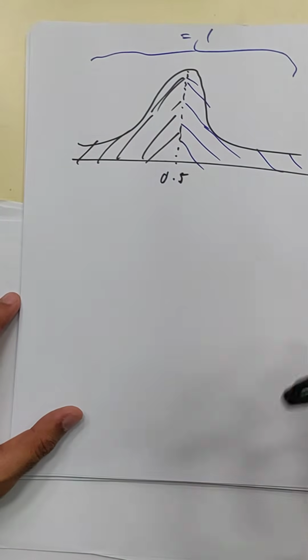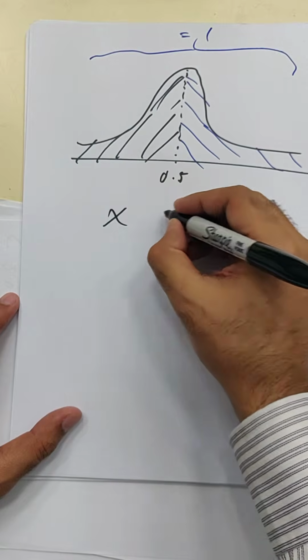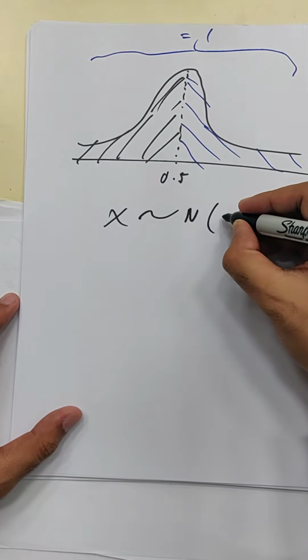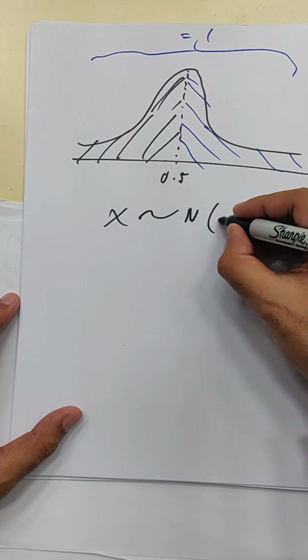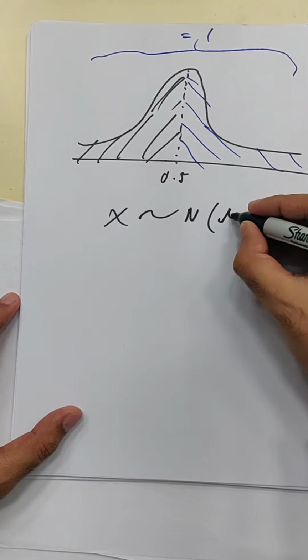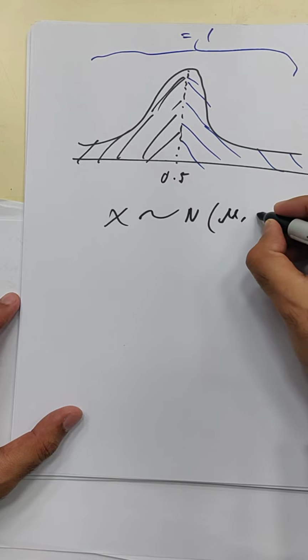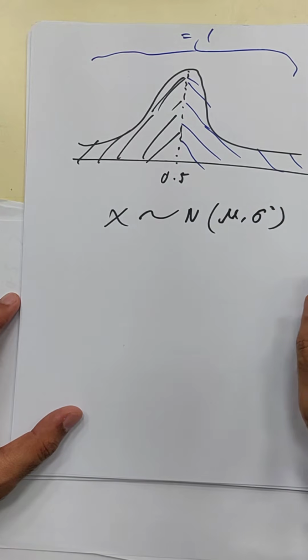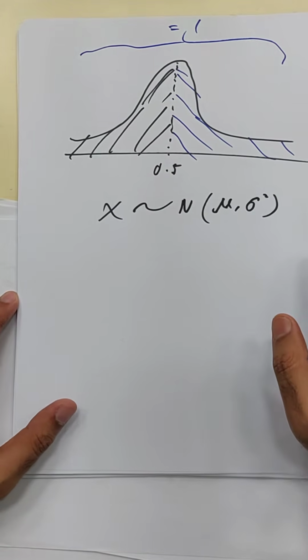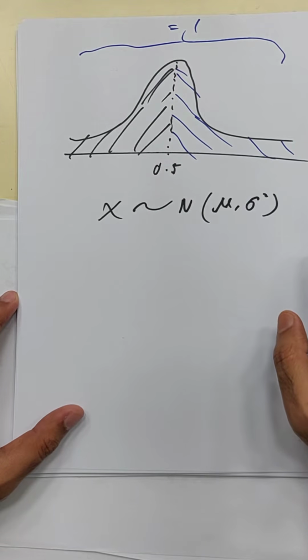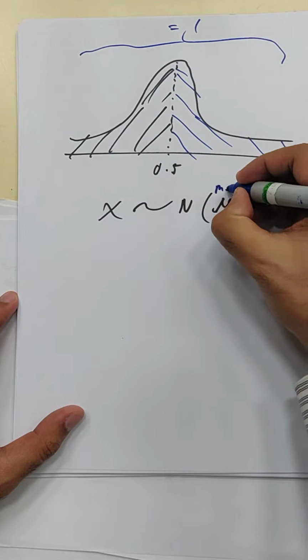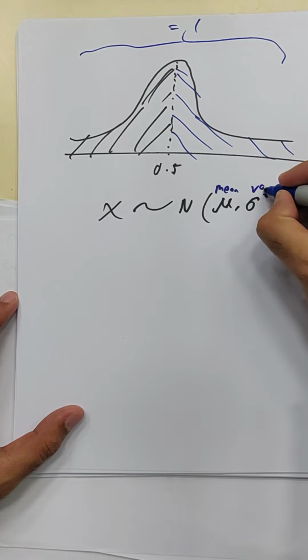And most of the time it will be noted something like this, where x is normal and you're given here the mean. And what about this? You're given the variance. So in a way, I'll say this is the mean. This is the variance.